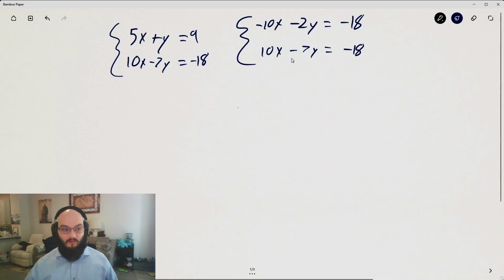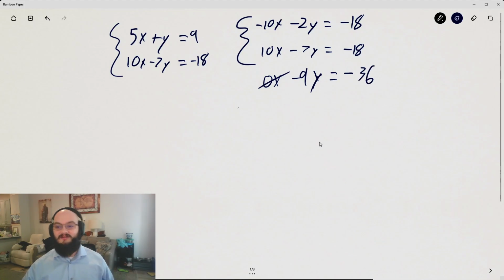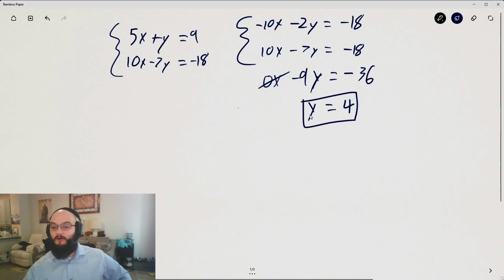Adding them down, what we will get is negative 10x plus 10x is 0 x's, which we will disregard. This will become negative 9y is equal to negative 18 plus negative 18, which is negative 36. From there, divide both sides by negative 9. Y is equal to a positive 4.